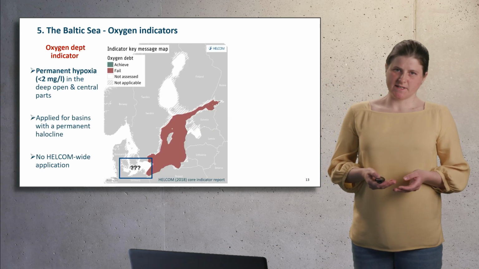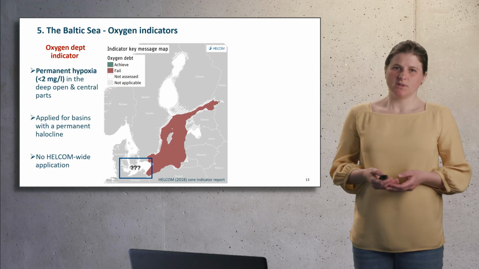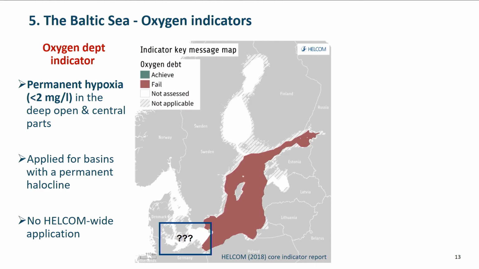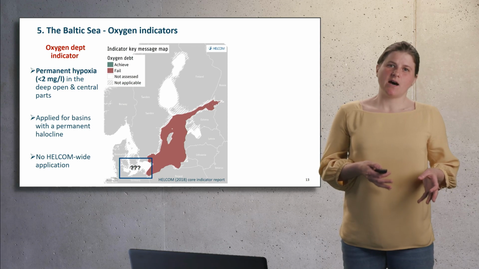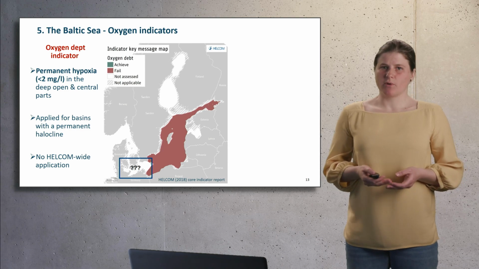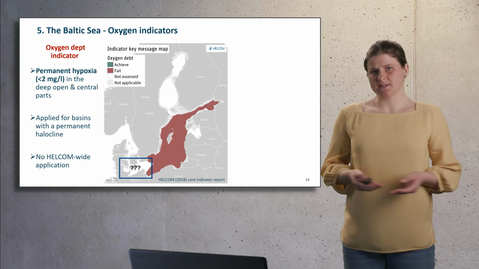For the eutrophication assessment, oxygen depth is already used as an indicator by HELCOM to evaluate the lack of oxygen in deep waters with permanent hypoxia, meaning areas where vertical mixing with oxygen-rich surface waters is limited and where the oxygen levels drop below 2 mg per liter. By that, the indicator currently only assesses 9 out of 17 basins of the Baltic Sea area. This example shows very well that due to the local conditions, not every indicator is applicable in all areas of the Baltic Sea.